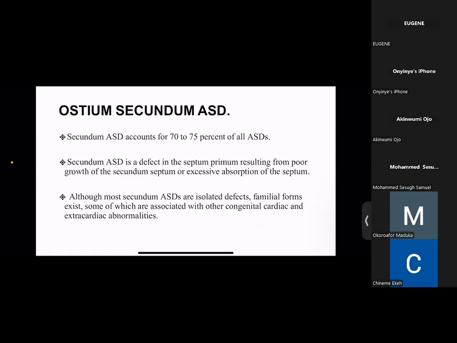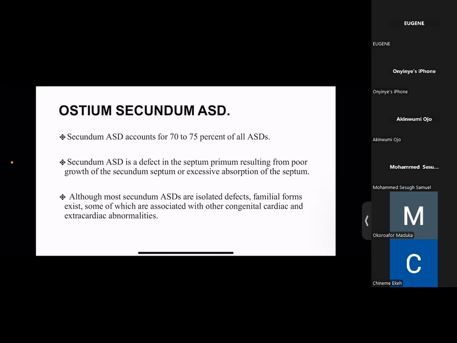The other type of ASD is known as the ostium secundum ASD. This accounts for the most part of all ASDs, about 70 to 75%. Ostium secundum is a defect in the septum primum, resulting from the growth of the septum secundum or excessive absorption of the septum primum. Like I earlier explained, when the septum secundum is growing down to cover up the ostium secundum, if it doesn't cover it properly, it results in an ostium secundum ASD.